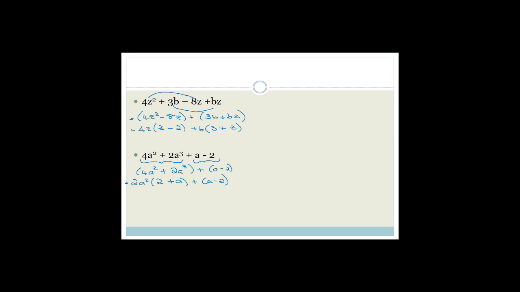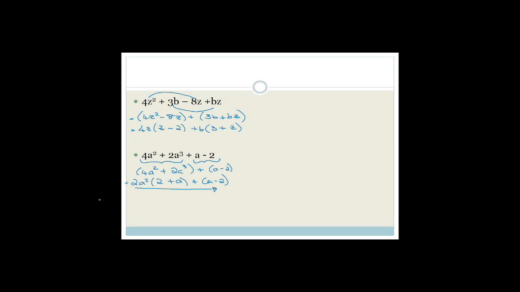Do you see that's as far as we can go with this question as well? Because this is a 2 plus a, and this would be an a minus 2. Because those are different, if this was a minus, then we'd have a switch around. But because this is a plus and this is a minus, there is nothing more we can do here, and that is your final answer.